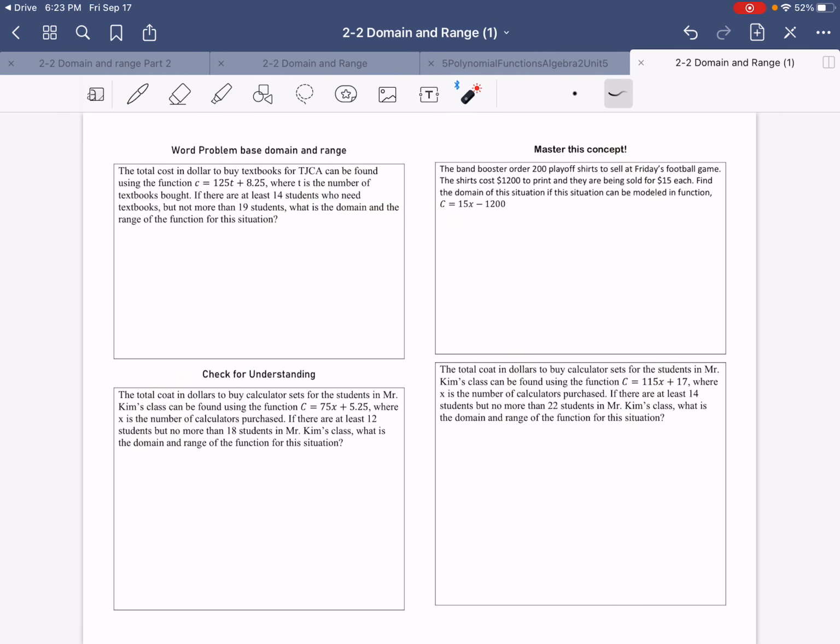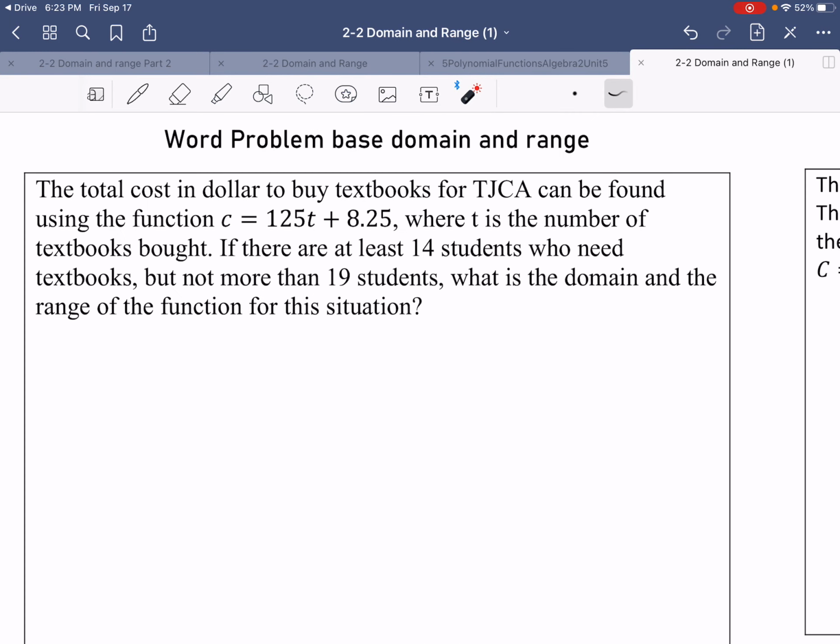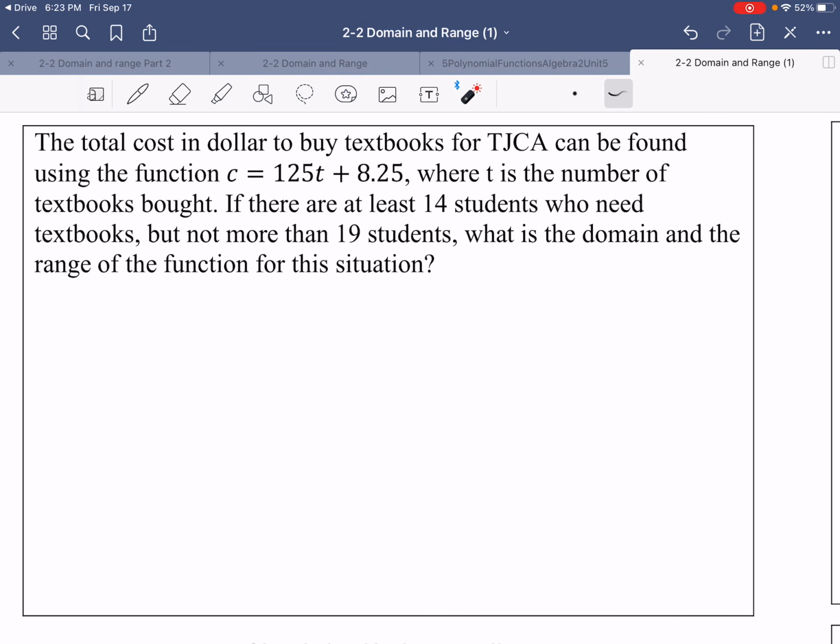Alright, word problem. If you feel like I'm going too fast, just pause the video and watch it again, okay? The question says the total cost in dollars to buy a textbook for TJCA can be found using this function, okay? Where T is the number of textbooks bought. If there are at least 14 students who need textbooks, but no more than 19 students, what is the domain and range of the function of this situation? Now I bet you don't understand what's going on here. But don't worry, it's very easy.